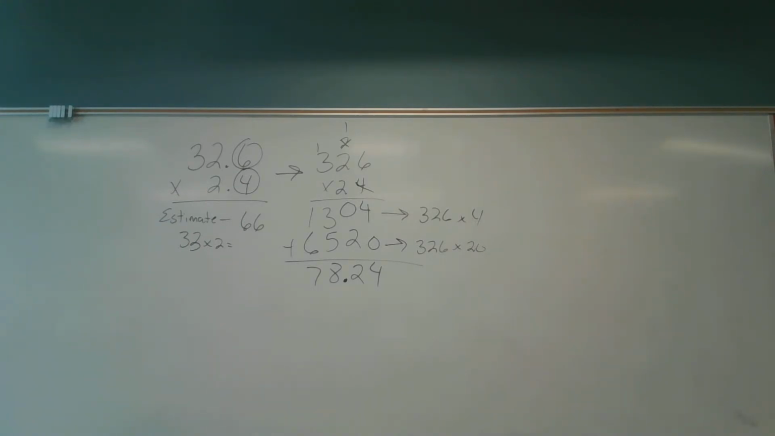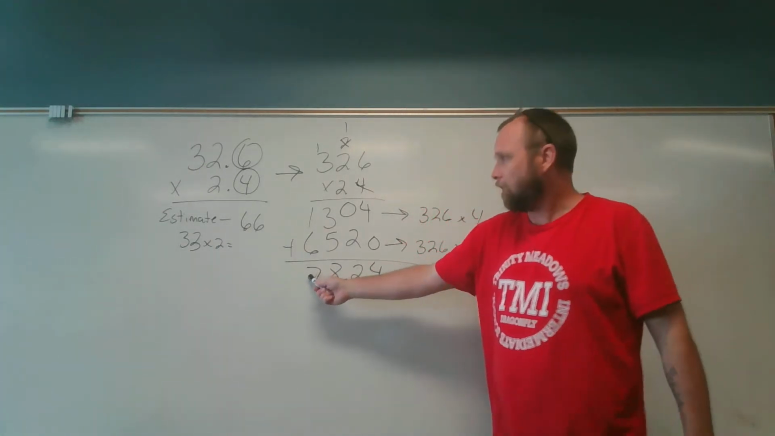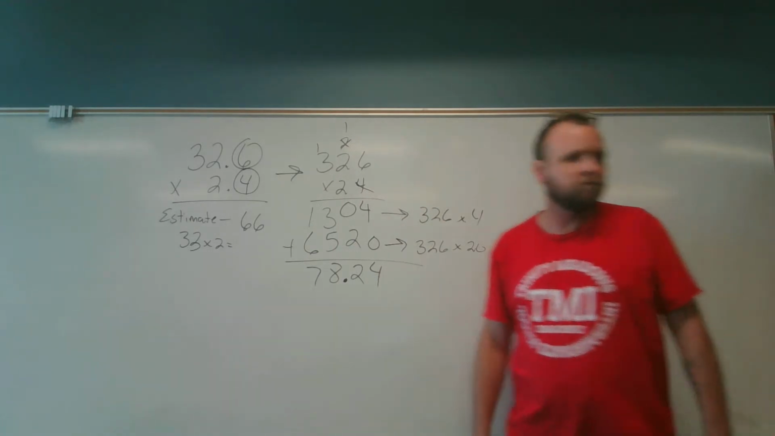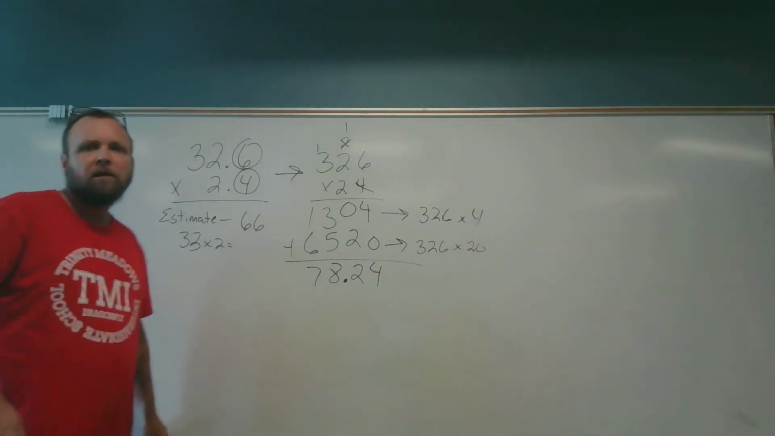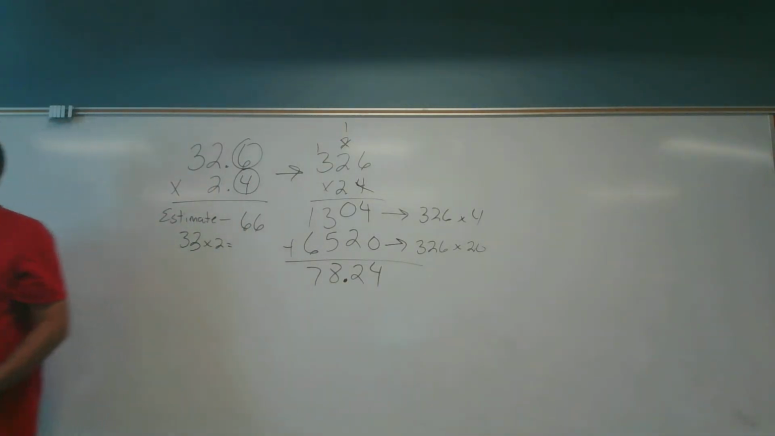If I put my decimal point anywhere else, it's nowhere close to my estimate. 7 and 824 thousandths? No. 782 and 4 tenths? No. That's why we do the estimate before. Rounding it at the end doesn't help at all. The purpose of an estimate is to help you.